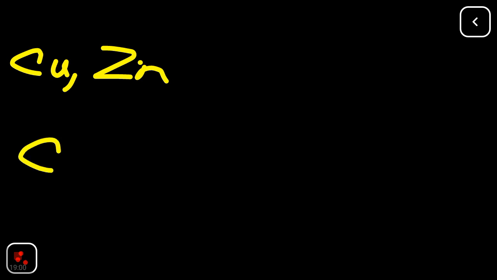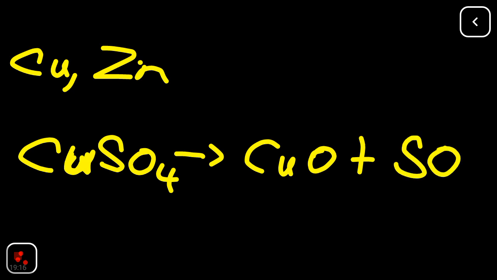But the ones that decompose on heating are actually copper, zinc, and iron. Copper and zinc have similar decomposition. So let me give an example just with copper. Copper sulfite decomposes to give you copper oxide plus SO3. Please remember SO3. Just know that one of the oxygen is here.